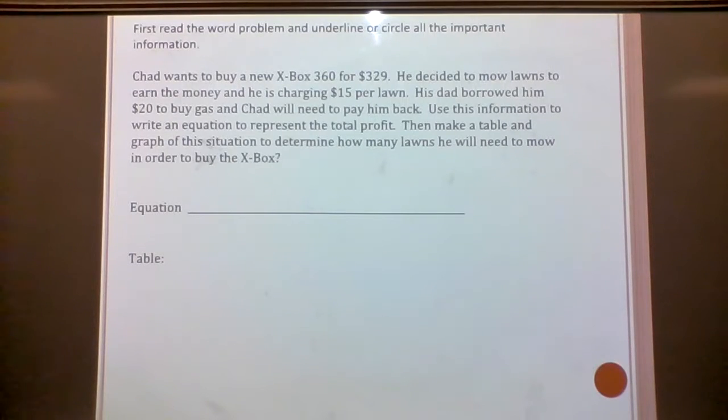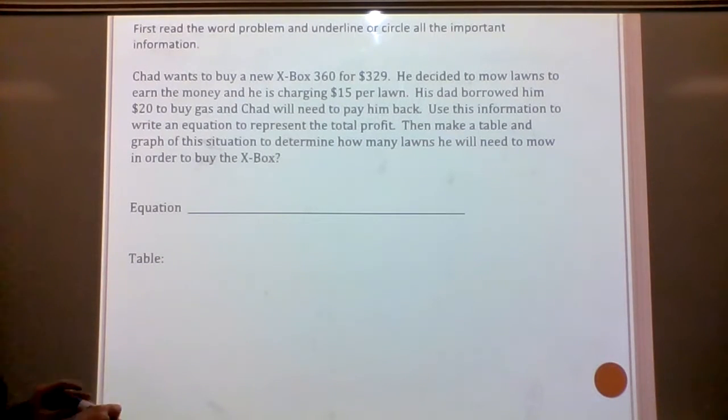Chad wants to buy a new Xbox 360 for $329. He decided to mow lawns to earn the money, and he is charging $15 per lawn. His dad borrowed him $20 to buy gas, and Chad will need to pay him back. Use this information to write an equation to represent the total profit. Then make a table and graph of this situation to determine how many lawns he will need to mow in order to buy the Xbox.